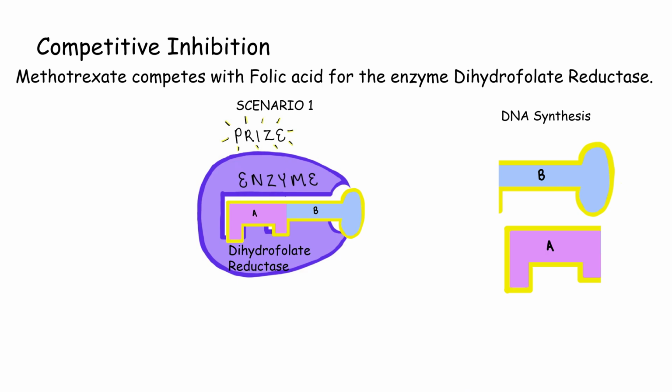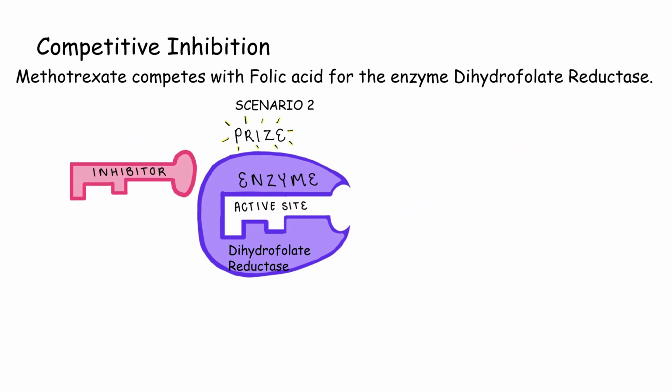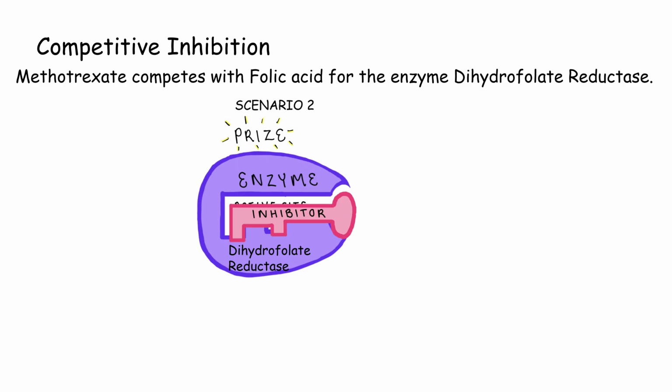However, in the second scenario, let's say that the inhibitor wins the fight and binds to the active site. Referring back to our scientific example, this is methotrexate. If this occurs, we would expect the blocking of DNA synthesis in rapidly dividing cancer cells. Now, let's look at non-competitive inhibition.